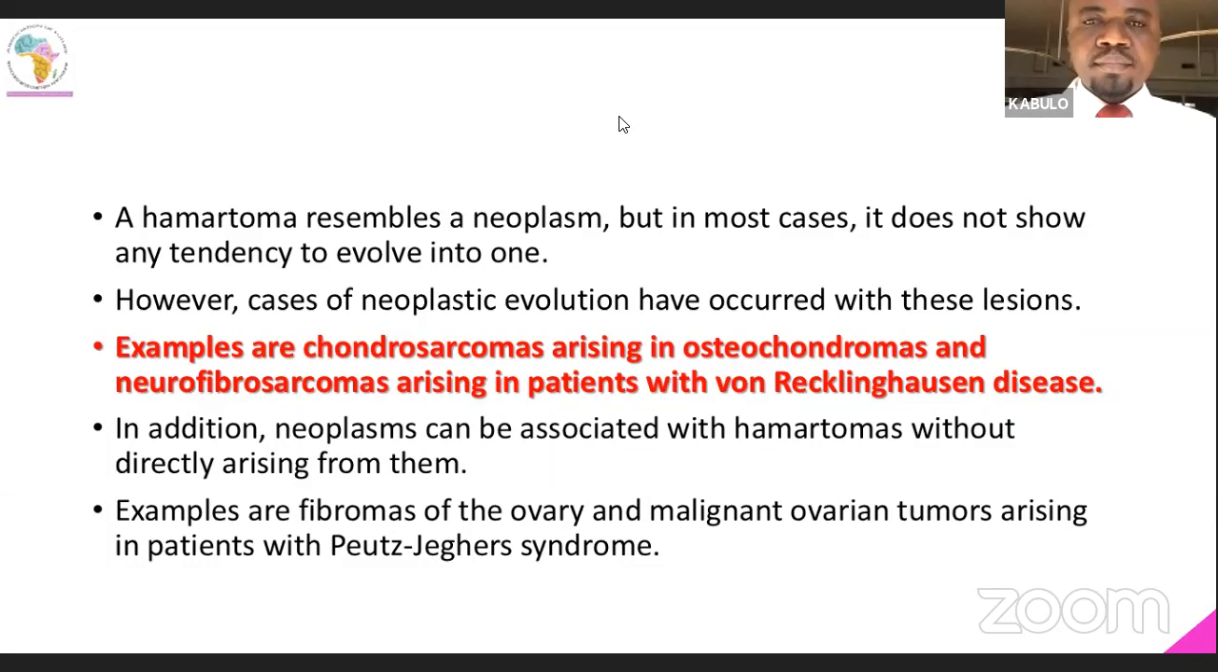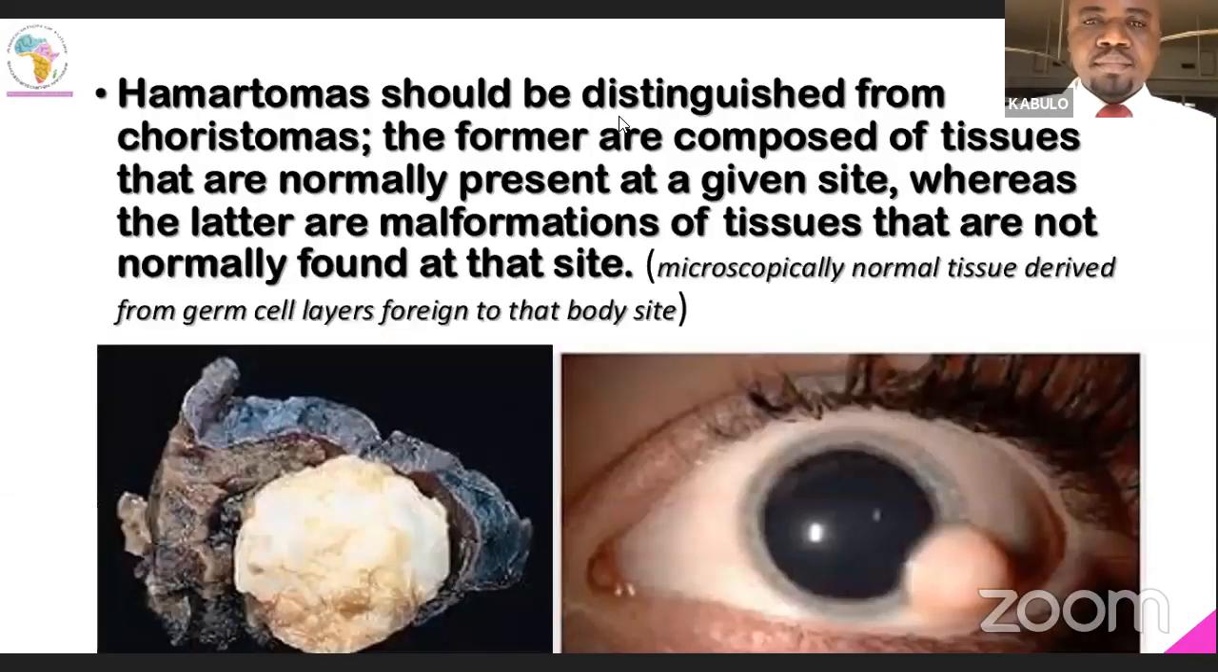In addition, neoplasms can be associated with hematomas without directly arising from them. Examples are fibromas of the ovary and malignant ovarian tumors arising in patients with Peutz-Jeghers syndrome. So hematomas should be distinguished from choristomas because hematomas are composed of tissues that are normally present at that given site where they are arising.